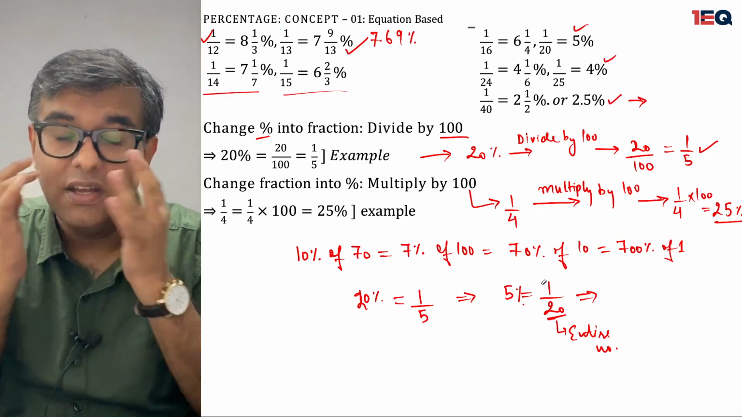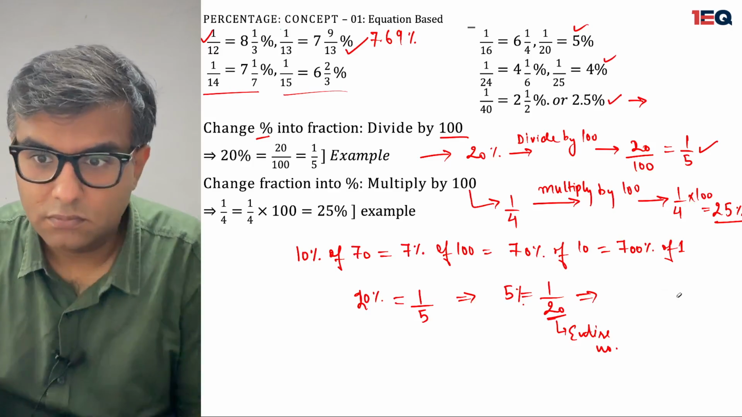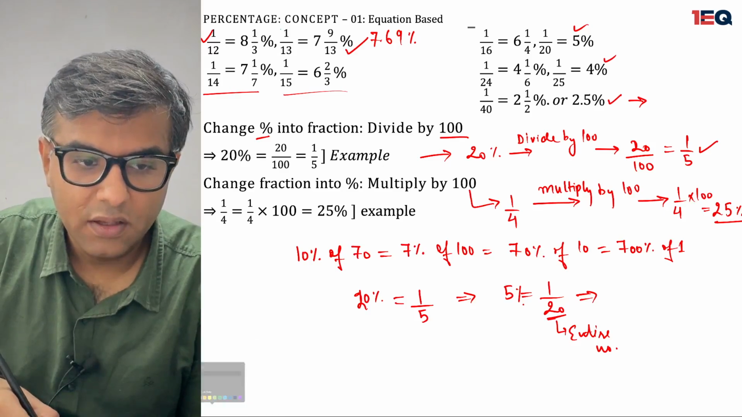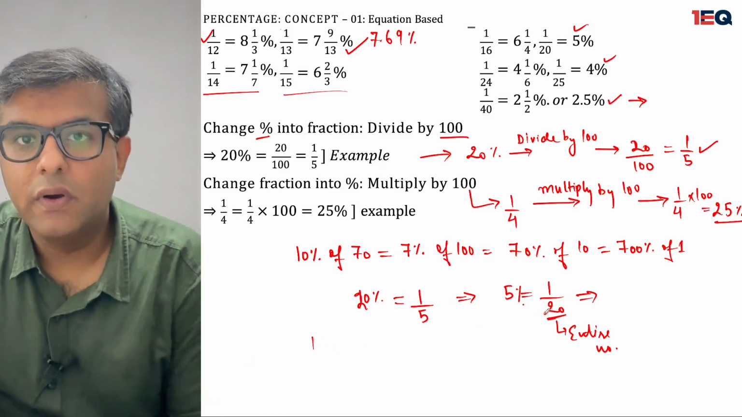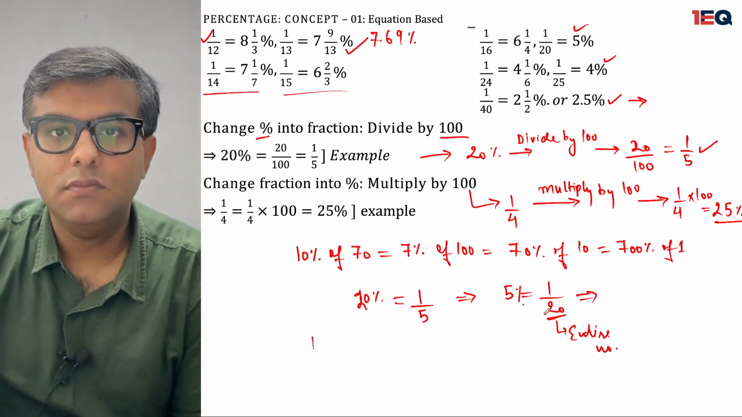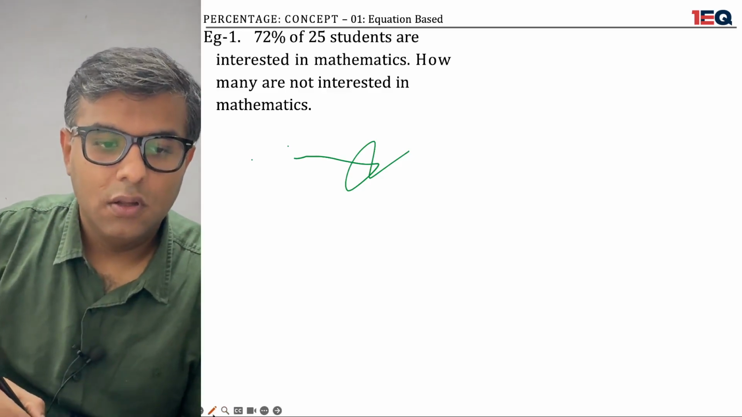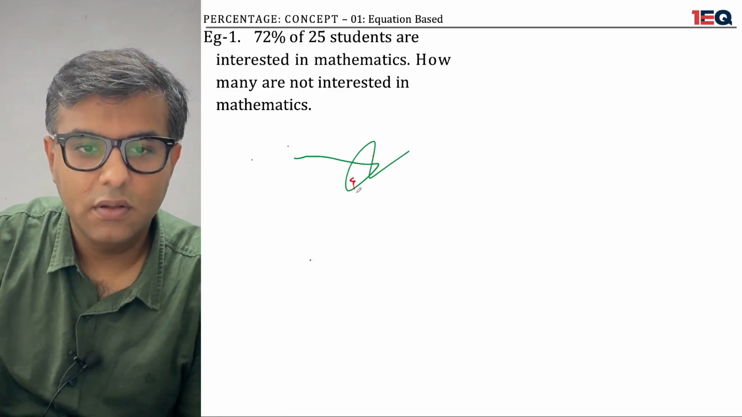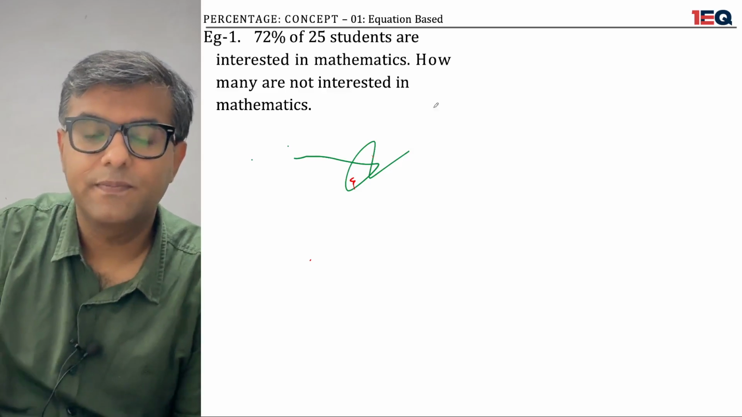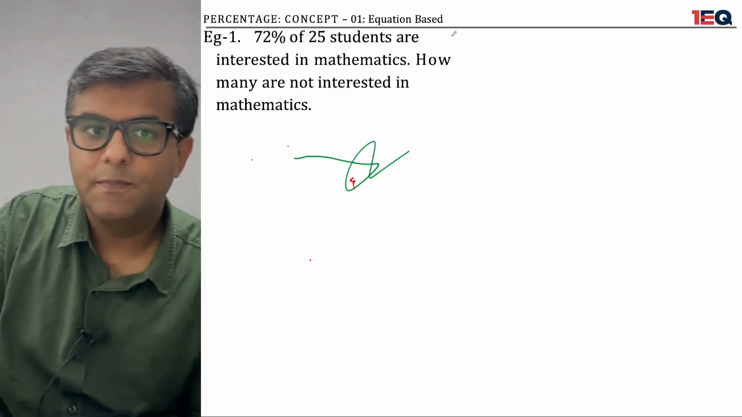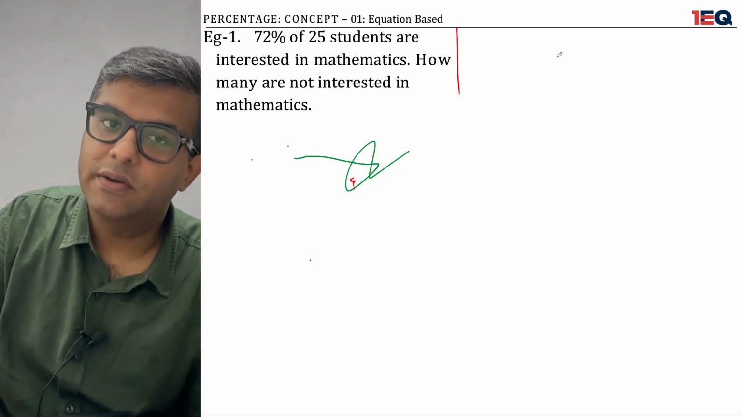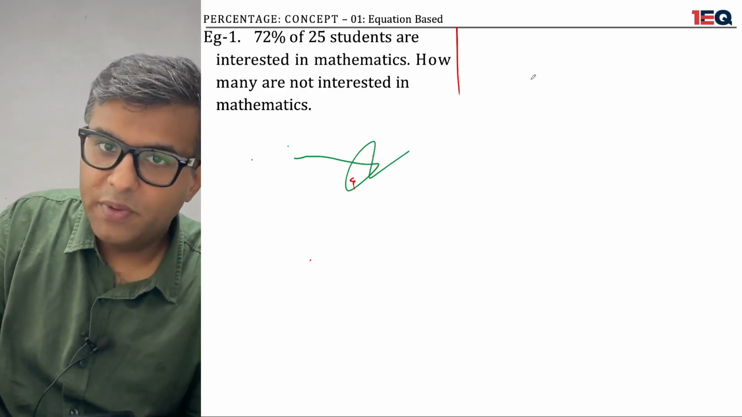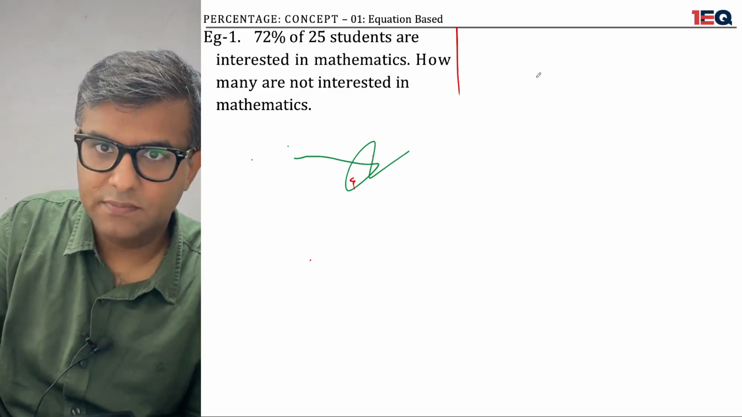So I think we've completed the theory part of numbers, theory part of everything, and we are ready to move on to a few questions. Okay, there is already a little bit of ink here, so please ignore it. The question says 72% of 25 students are interested in mathematics. How many students are not interested in mathematics?